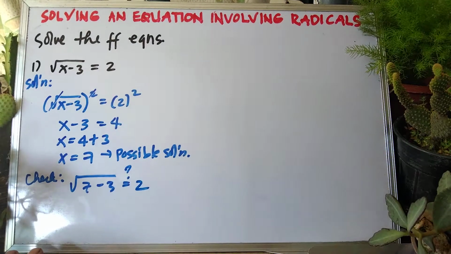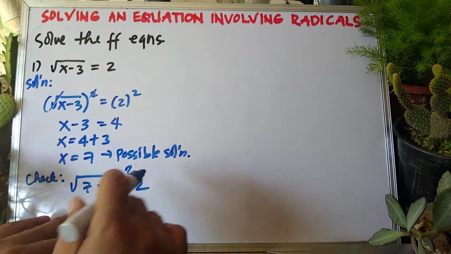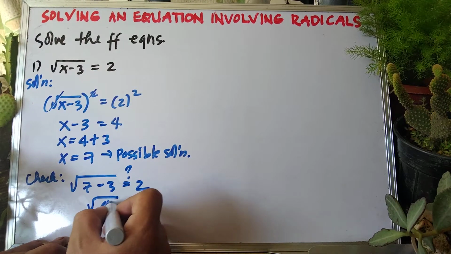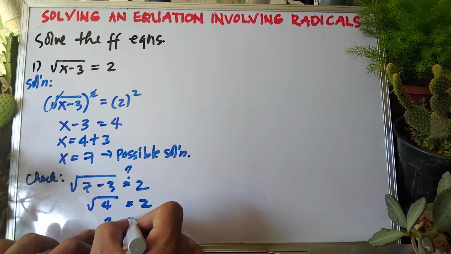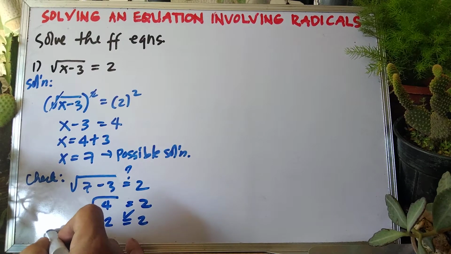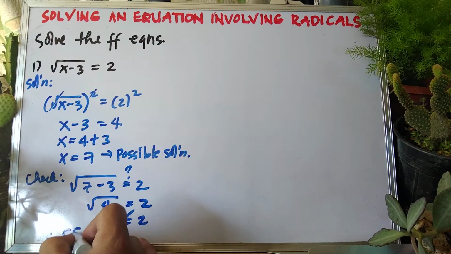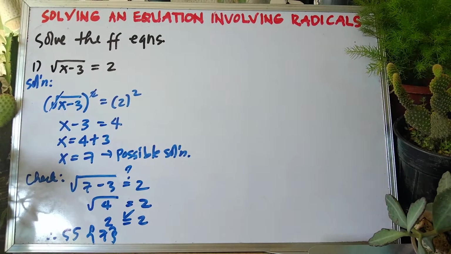The question is, are they equal? Okay, let's find out. So 7 minus 3 is equal to 4. Okay. So what is square root of 4? That is 2. So 2 is equal to 2. Correct. Meaning, we have the solution set is the set that contains 7. So solution pala si x is equal to 7. Okay, ganyan lang yan. So this is just a very simple example.